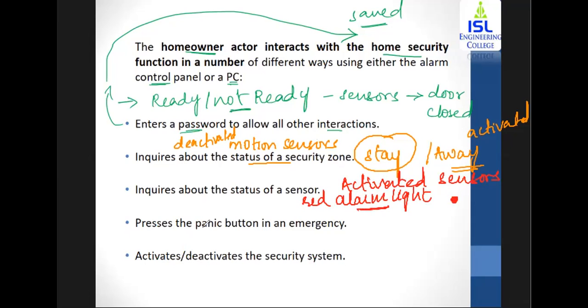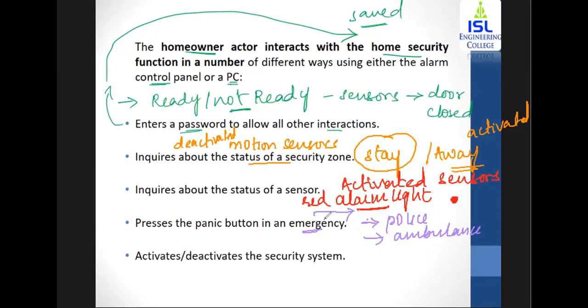Then the next task is press the panic button in an emergency. Now, there is also an emergency button within the system. Within an emergency, if suppose there is an emergency, any person has intruded within your home, then you're going to have some specific numbers within your software. You can also have the police numbers, you can have the fire department number, you can have the ambulance number fed in within the system. It is going to call the police department within a case of emergency.